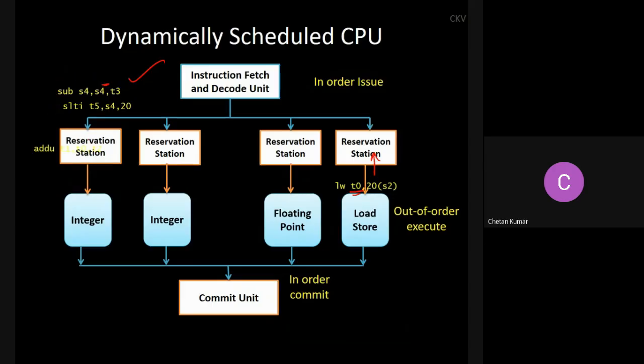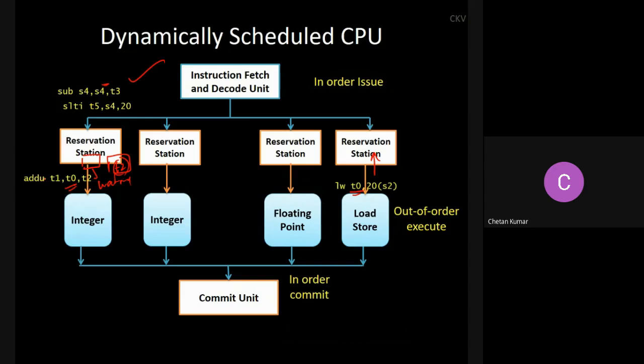Where it waits is in the reservation station. It will not execute. It will be waiting in the reservation station, meaning your T0 slot will be kept empty, saying that it is waiting for some other function unit to produce the result. The T2 value will get loaded, but the T0 value will not be loaded. It will be waiting in the reservation station.